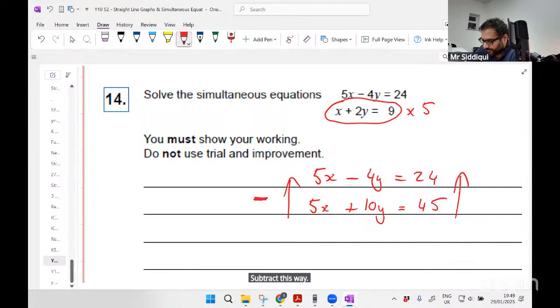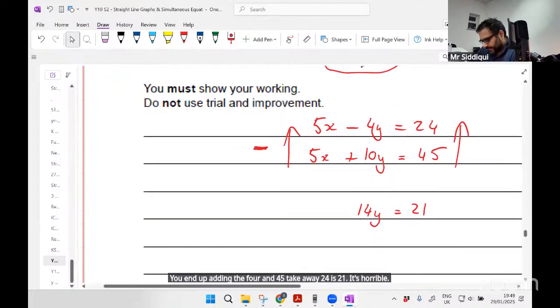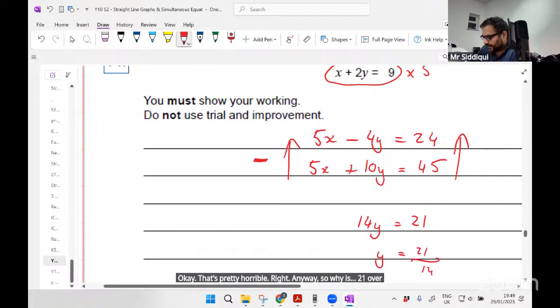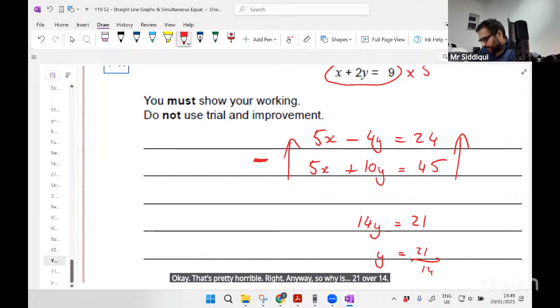So I'm going to do 5x take away 5x, which is 0. 10 take away minus 4 is 14, because you end up adding the 4. And 45 take away 24 is 21. This is horrible. Anyway, so y is 21 over 14, which is 3 over 2, or 1.5. Now that we know that, let's find out what x is.